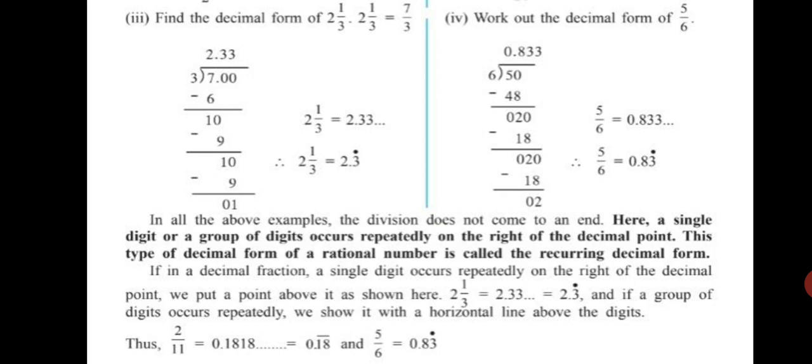Okay. See the fourth example. Work out the decimal form of 5 upon 6. Now 5 divided by 6. Okay. So now here 6 zeros are 0. First you take 0, then a point, because there is no other number. So 6 8s are 48. Then remainder 2. Then you take a 0, because now you have taken a decimal point, you can keep on adding zeros. So 6 8s are 48 is over. Now 6 3s are 18. Again we got 20. 6 3s are 18. Again remainder is 2.